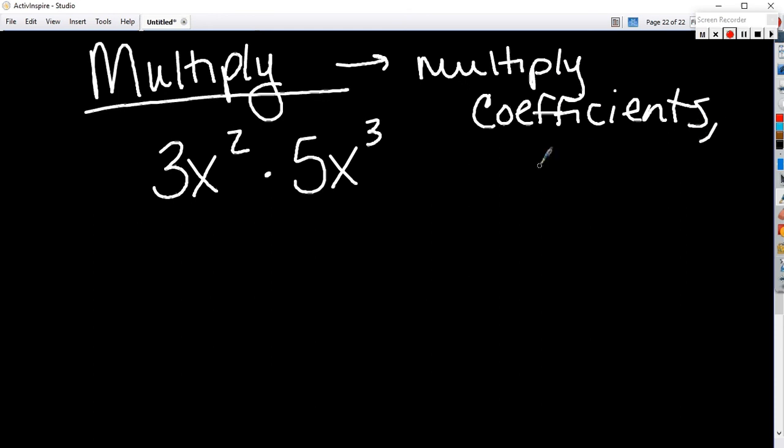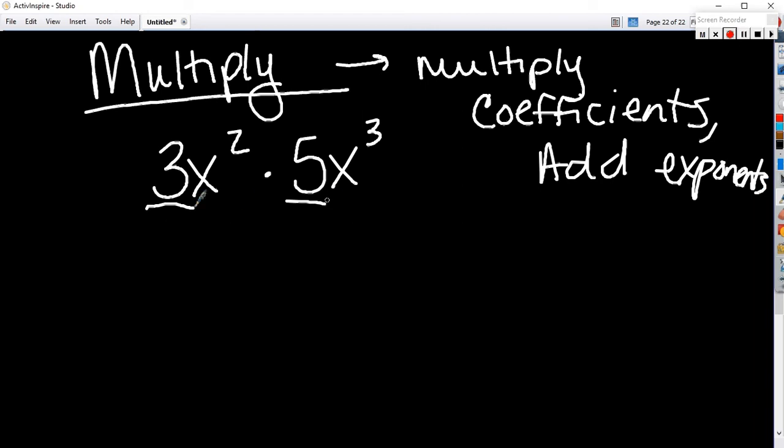Multiply coefficients, add exponents. Everybody starts getting confused when we start mixing multiplication and division, multiplication and addition, as to when you combine and when you don't combine, okay? If I'm multiplying, I multiply coefficients and add exponents. If I'm adding, I leave the exponents, but I just combine the coefficients. So this becomes 15x to the 5th, right?